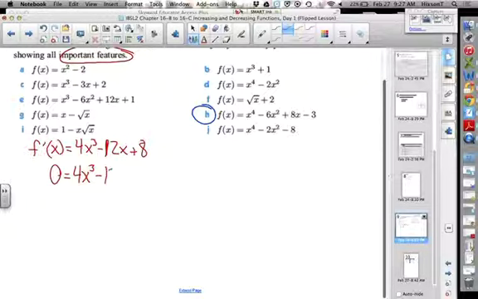And here's where the stuff from a long time ago comes in. How do we solve that? Well, the first thing I would do is divide everything by 4. That gets my numbers a lot smaller. So if I divide everything by 4, I have x cubed minus 3x plus 2.